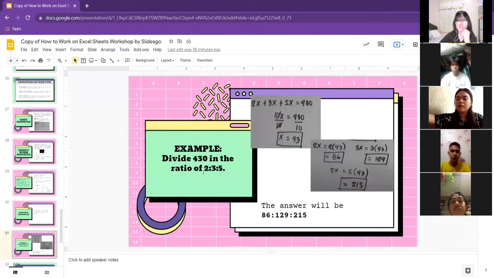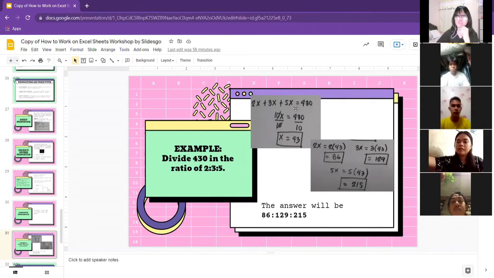So, yung number na to, lalagyan lang natin siya ng x kapag sinulat na natin, which is, yung 2 lalagyan ng x, magiging 2x plus 3x plus 5x equals 430. So, nakuha natin yung 430 kasi tinimes natin siya dito. Pero kukunin mo muna pala yung LCD ng tatlong number na to.